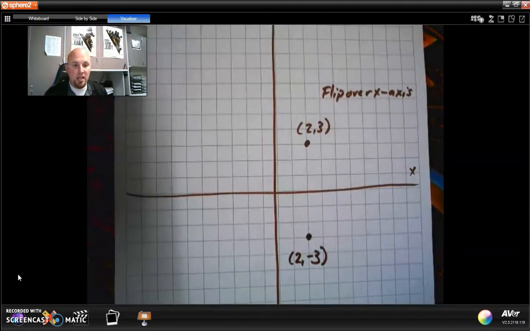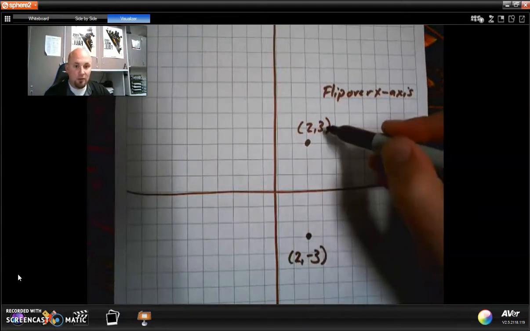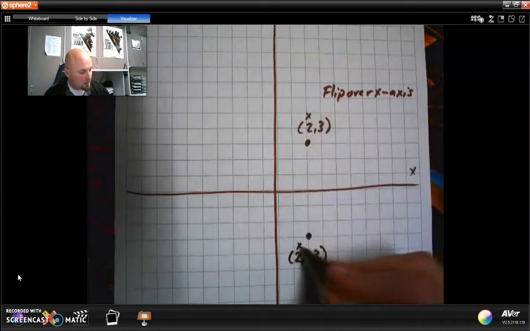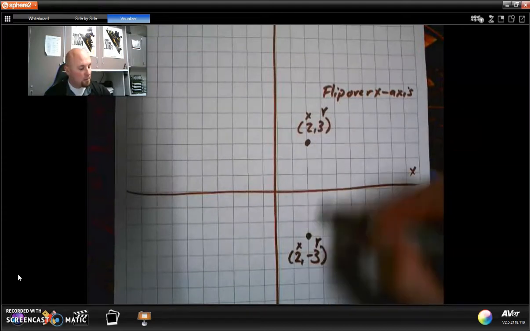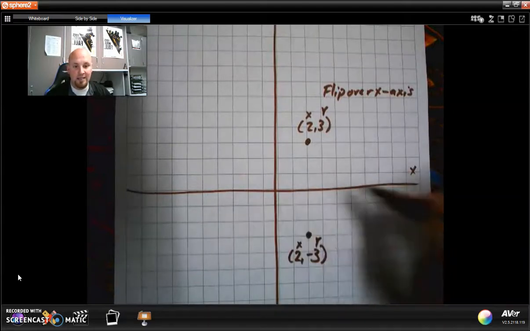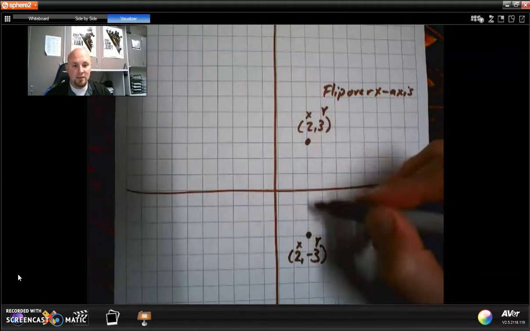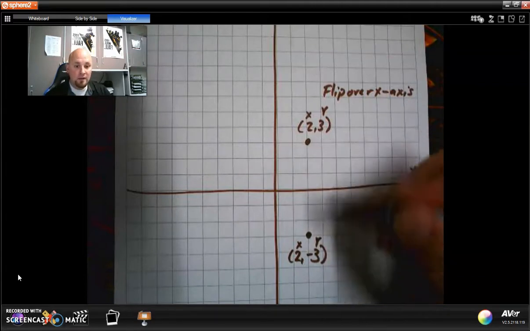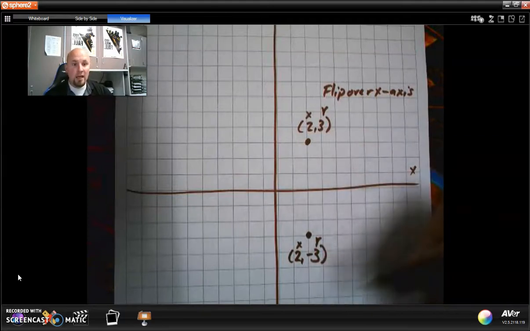So now let's look at what changed. The 2 stayed the same, and the 3 became the opposite. Remember, the 2 is the x, the 3 is the y. So the x's stayed the same, but the y's became their opposites. Well, that makes sense, because did it move from left to right on the x-axis? No, it stayed in a straight line across the x-axis. So that means it doesn't change. But it did go from above to below. It was positive, then it became negative. If it was negative, it would have become positive.